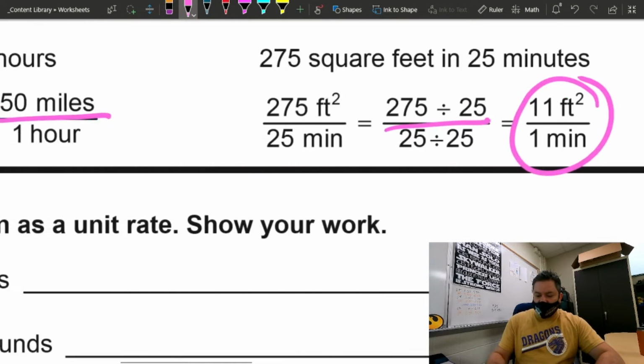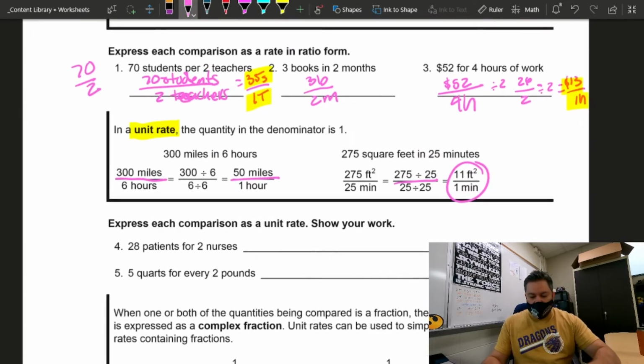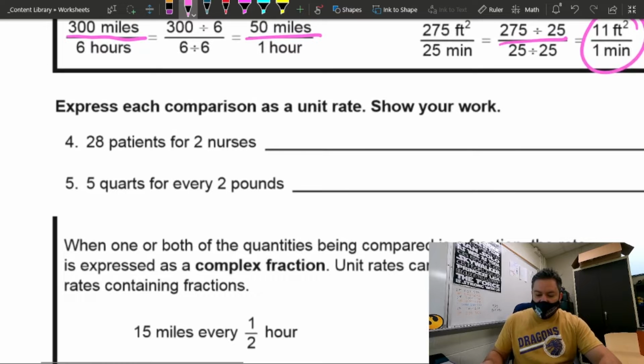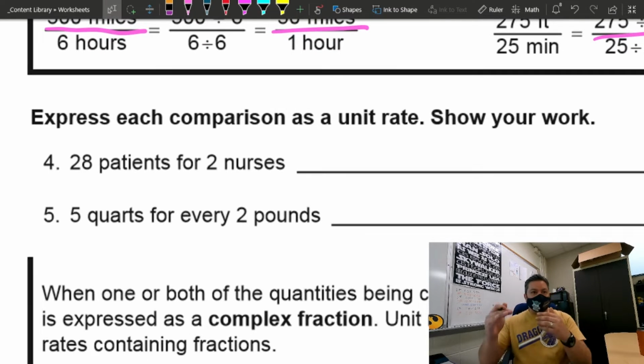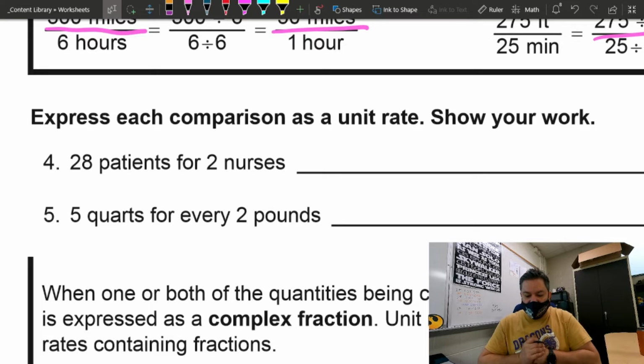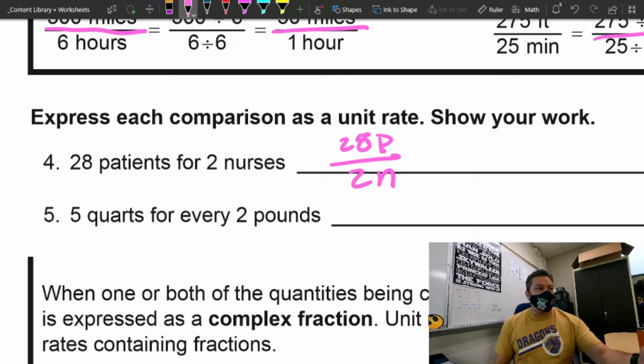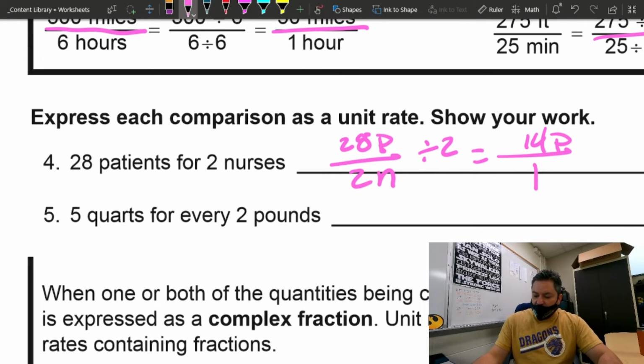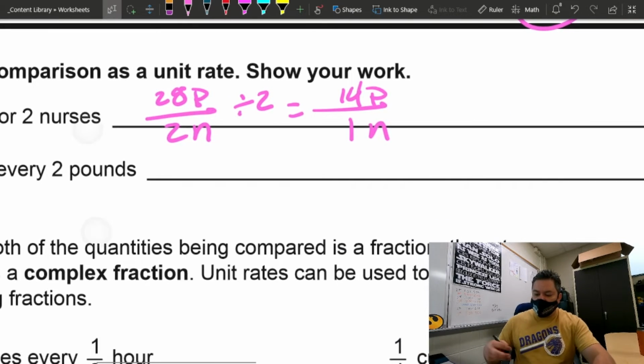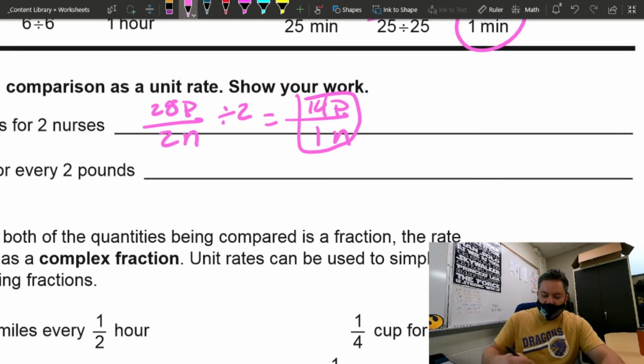And the last one, that's it for that one. Now, we're going to do a couple of samples showing the unit rate. And these are going to be super simple because, remember, we're going to keep the units separate. In this case, number 4, we have 28 patients for 2 nurses. So how many patients does each nurse have? In this one, I can divide both of them by 2, and I will get 14 patients for every nurse. And that will be my answer. 14 patients per nurse. And that will be your final answer.